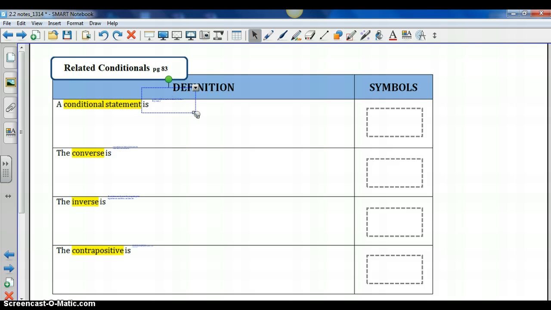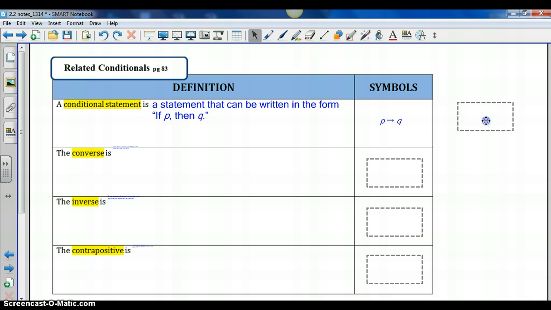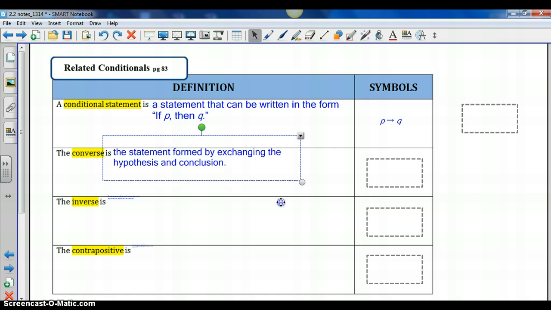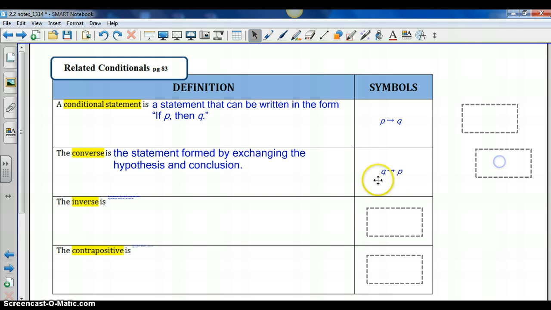If you'll remember, we've talked about conditional statements that are written in the form if P then Q, and we could write it in symbols, P with an arrow pointing to the Q. We're going to talk about the converse, inverse, and contrapositive of each statement. The converse of a statement is the statement formed by exchanging the hypothesis and conclusion. So we wouldn't read it if P then Q, we would read it if Q then P. Exchanging, changing the order of your statement, but leaving the if and then in the same spot.